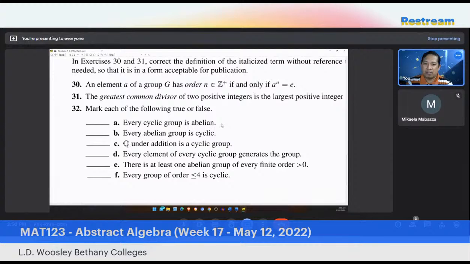Okay, every cyclic group is abelian. Meaning, if it's abelian, it must be a commutative group. A group that is commutative is abelian. Does it apply to cyclic group? True or false? True po.